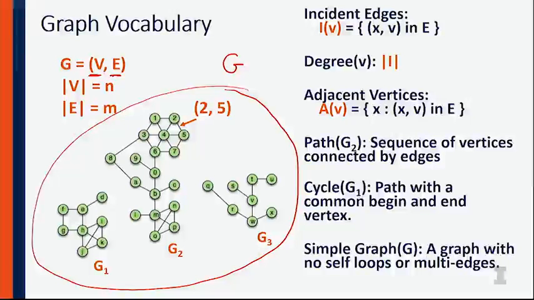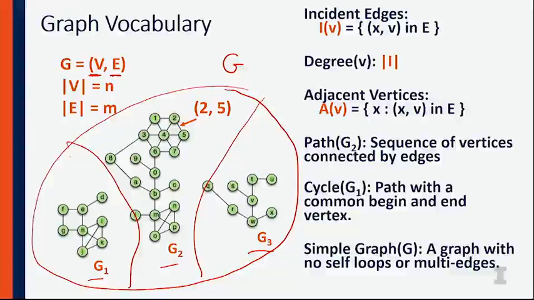Here inside the graph G, we have three subgraphs, G1, G2, and G3. These graphs are disconnected because there's no edge that's shared between G1 and G2, but G1 itself is a connected graph because every node inside of G1 can be connected through the various edges.